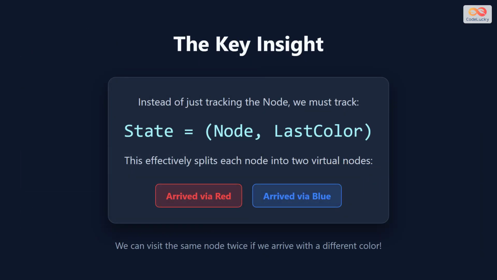To solve this, we need to expand our definition of a state. Instead of just tracking the current node, we must track the current node and the color of the edge we used to arrive there. This means we can visit the same node twice, once arriving from a red edge and once from a blue edge.